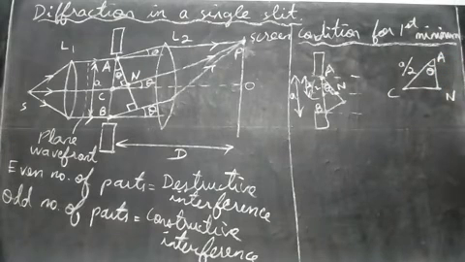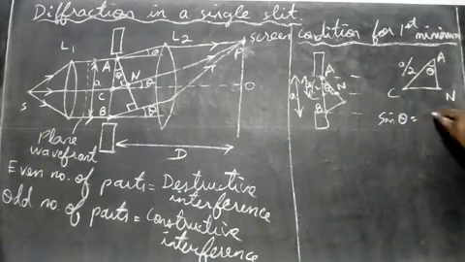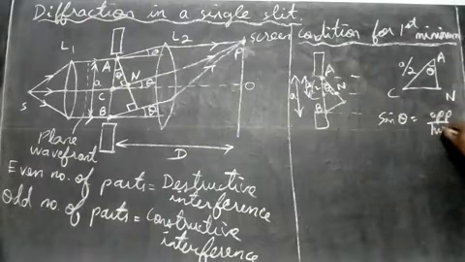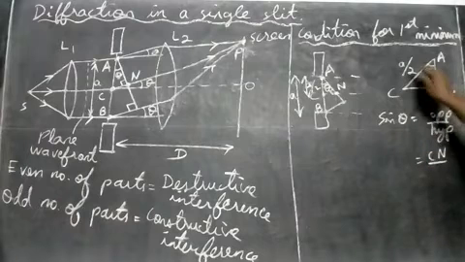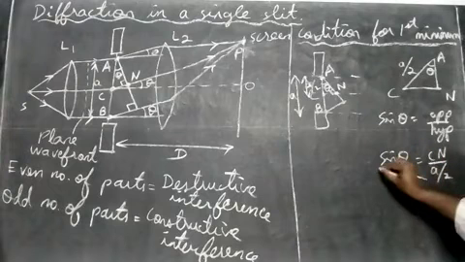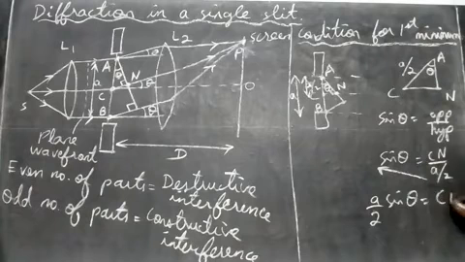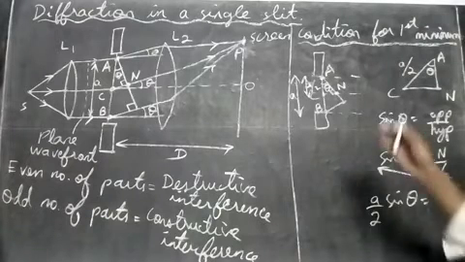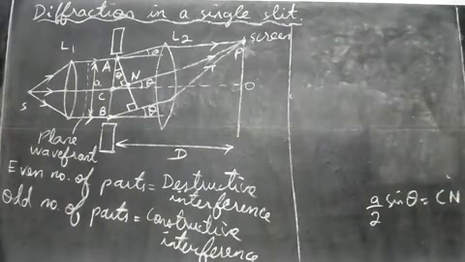To find that, we take sine theta. Sine theta is equal to opposite side by hypotenuse. Opposite to this theta is CN, and the hypotenuse is A by 2. Cross multiplying, we get A by 2 sine theta is equal to CN. We will use this in the coming expressions. Let me erase this board here.